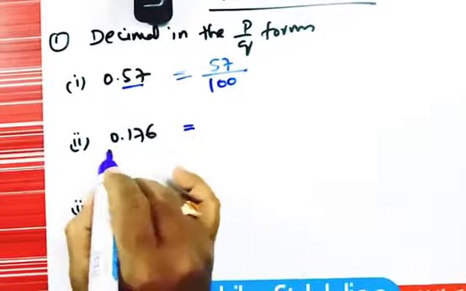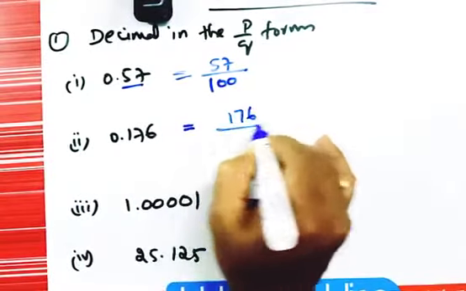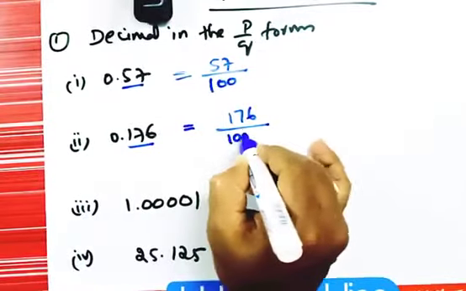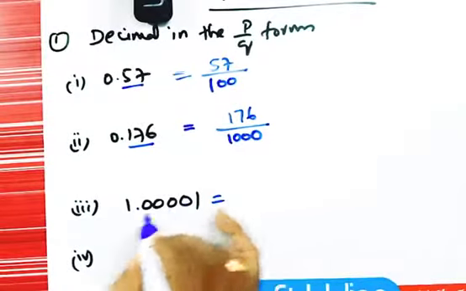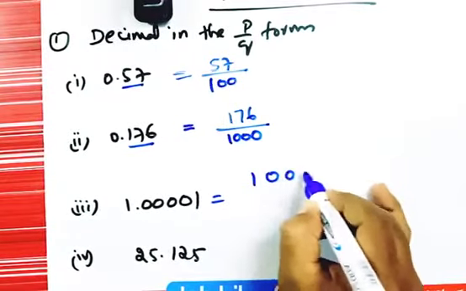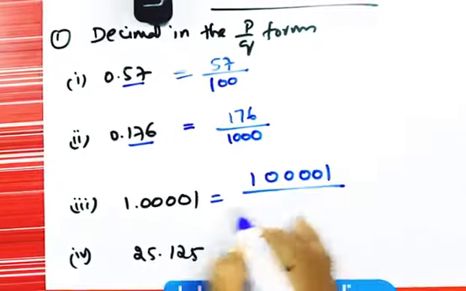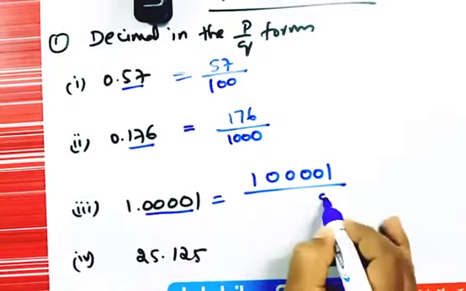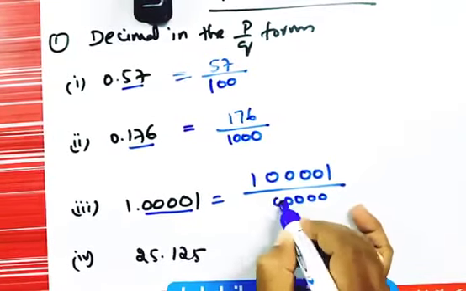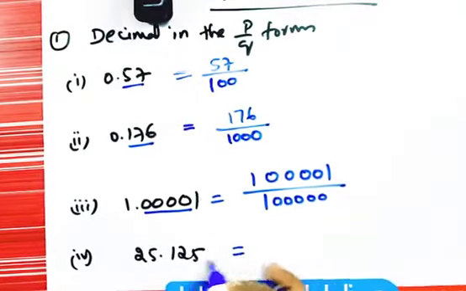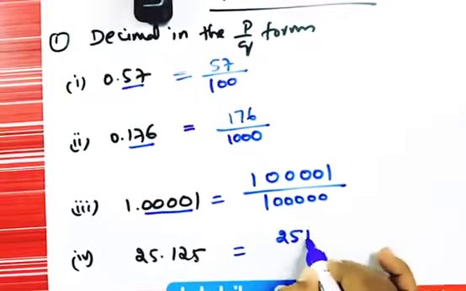The next number is 176 by, so 3 digits are there, so you should keep 3 zeros. Here the total number is 10001 by, total 5 digits are there, so 1 2 3 4 5, then you will get this answer. So here you should write down 25 by 125.